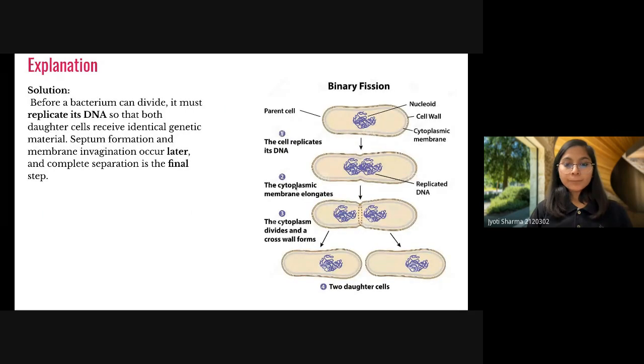Let me show you how. Initially we had this genetic material. This genetic material will first replicate. After this replication, the cytoplasmic membrane will elongate and try to make a septum, right? And then they will stretch out and give rise to the two daughter cells. So the first step is the replication of the DNA, or you can say the replication of the chromosomal DNA.